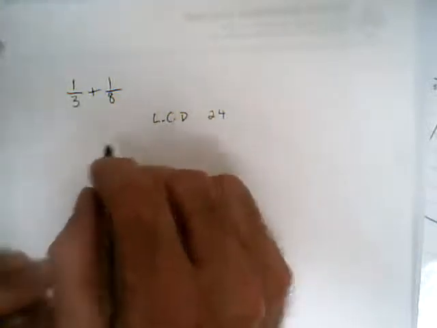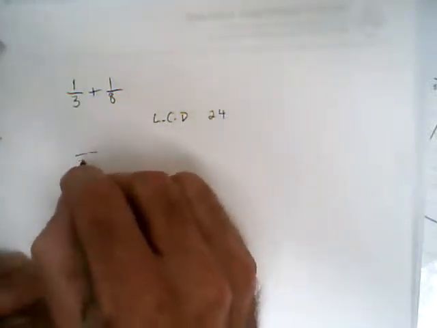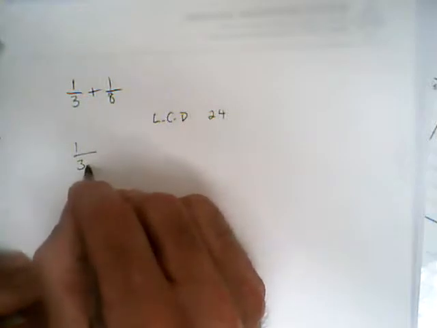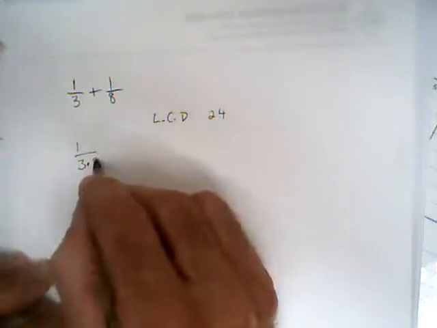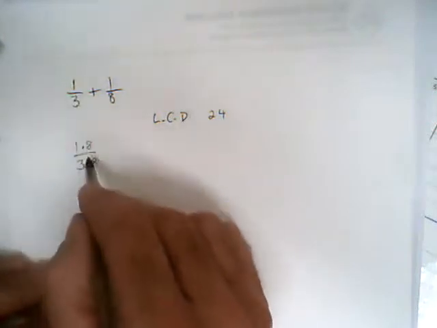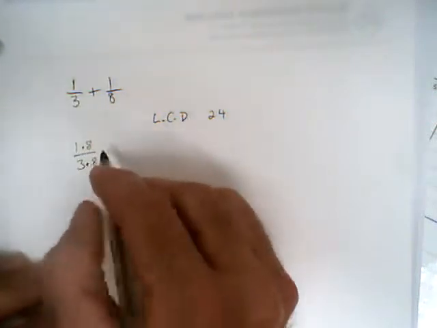Now we have to rewrite these fractions. So this fraction is currently 1/3. We want to make it a 24 in the denominator, so I need to multiply by 8 to make that 24. Therefore, to keep the fraction equivalent to the original 1/3, multiply the numerator by the same 8.